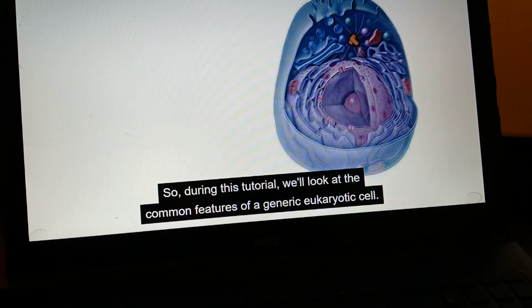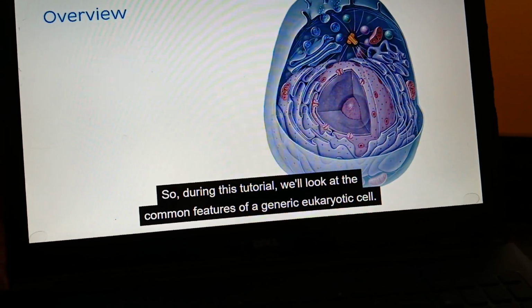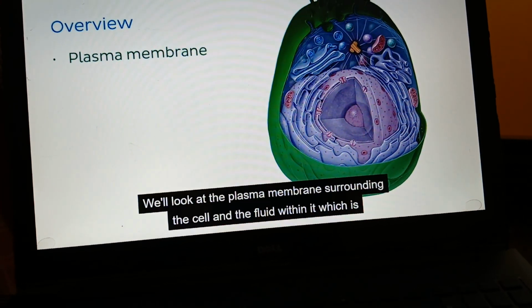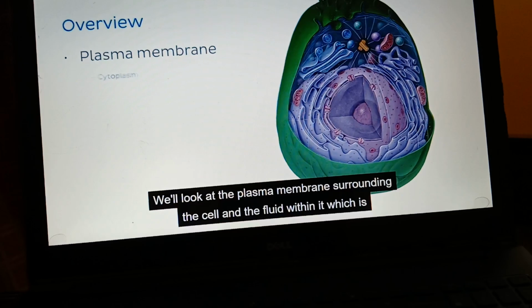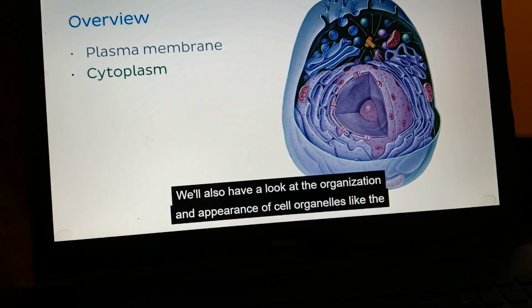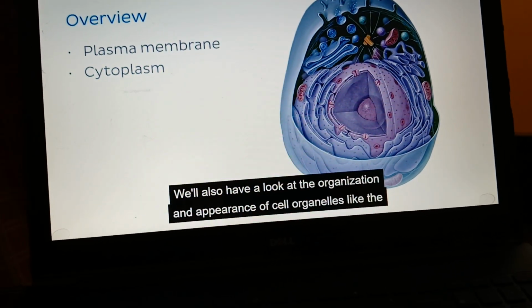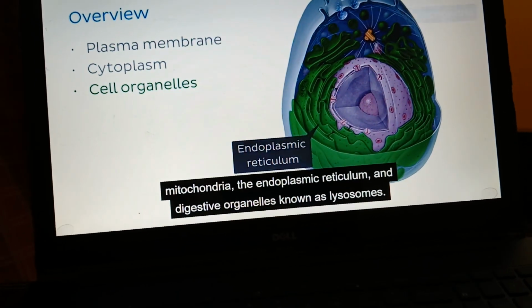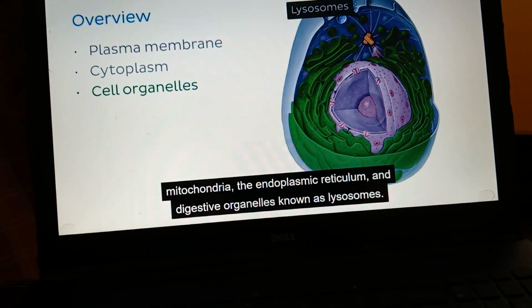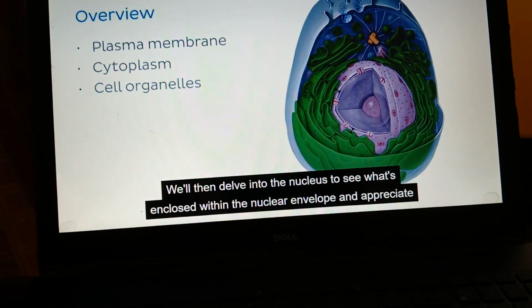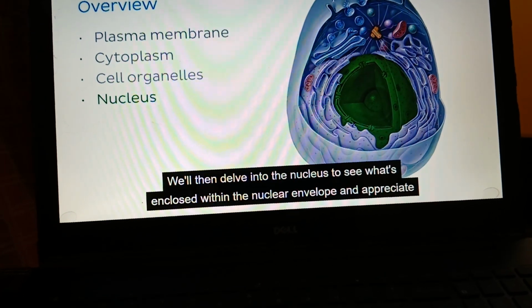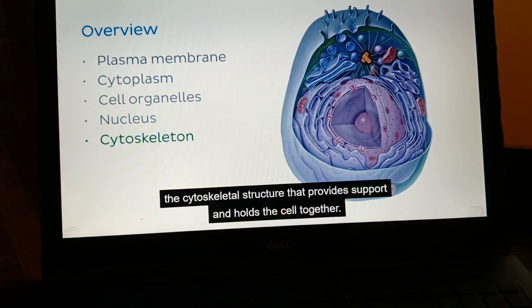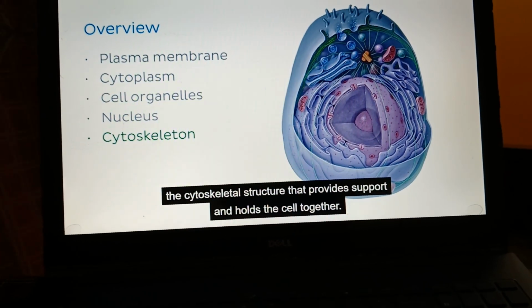So during this tutorial, we'll look at the common features of a generic eukaryotic cell. We'll look at the plasma membrane surrounding the cell and the fluid within it, which is called cytoplasm. We'll also have a look at the organization and appearance of cell organelles like the mitochondria, the endoplasmic reticulum, and digestive organelles known as lysosomes. We'll then delve into the nucleus to see what's enclosed within the nuclear envelope and appreciate the cytoskeletal structure that provides support and holds the cell together.